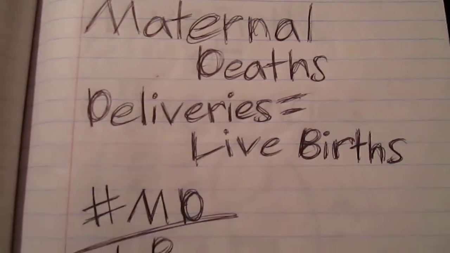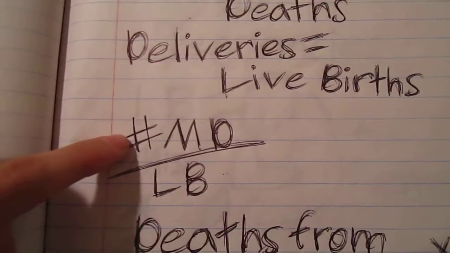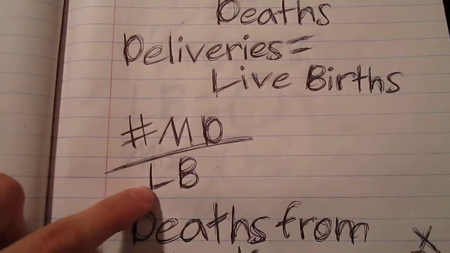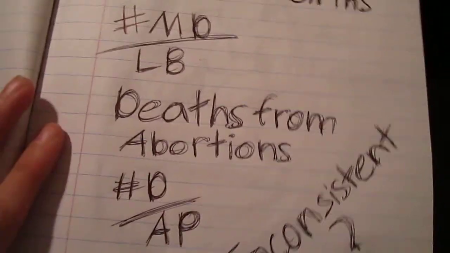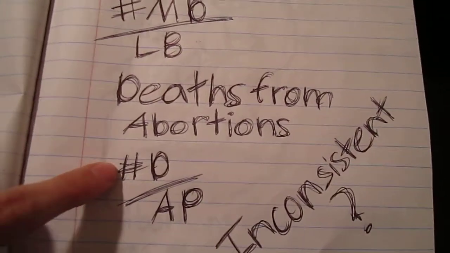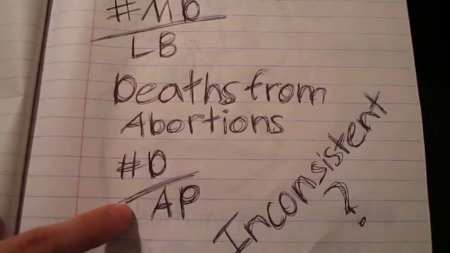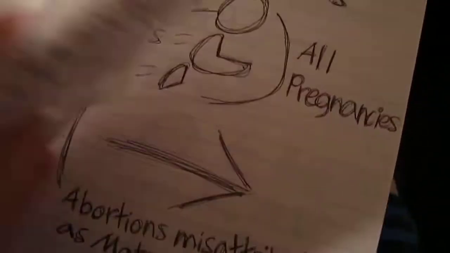Now, how does this account in maternal deaths? We have the number of maternal deaths over the number of live births. Let's compare this to the deaths from abortions. We have the number of deaths from abortions over the number of abortion procedures. Now, what do we see inconsistent with these two ratios?